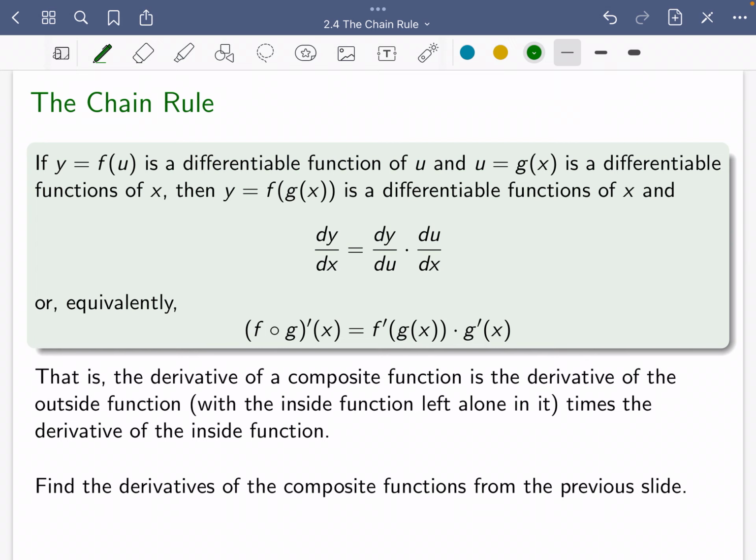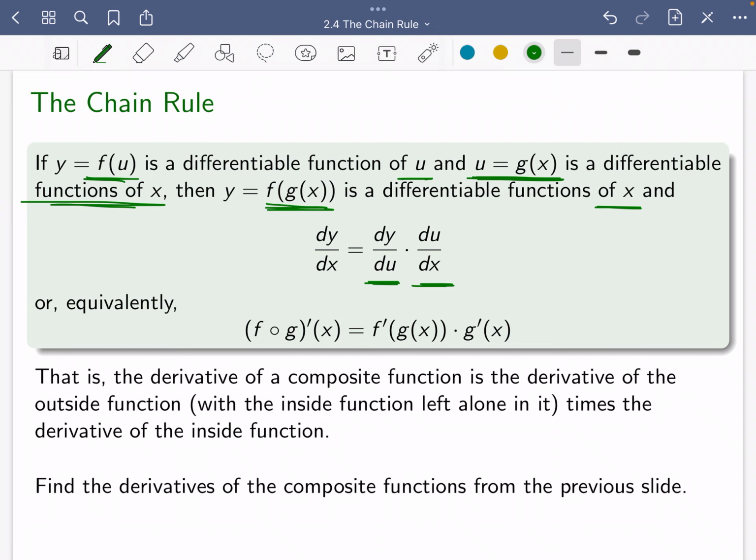So if y is equal to f of u, and that is a differentiable function of u, and u is some function of x, so it's equal to g of x, and it's a differentiable function of x, then y is this composite function, f of g of x. It's a differentiable function of x, and dy dx can be found by taking the derivative of y with respect to u and then multiplying by the derivative of u with respect to x.